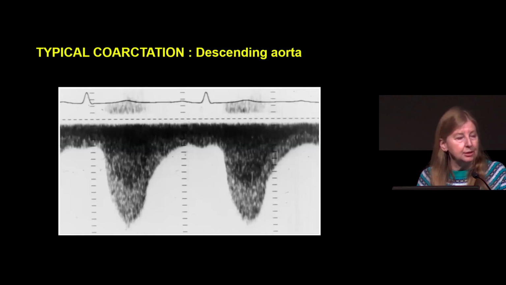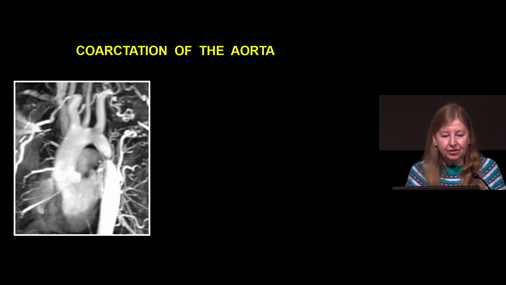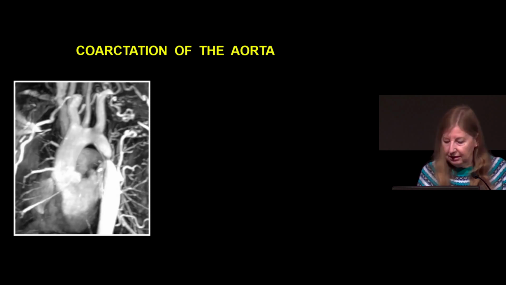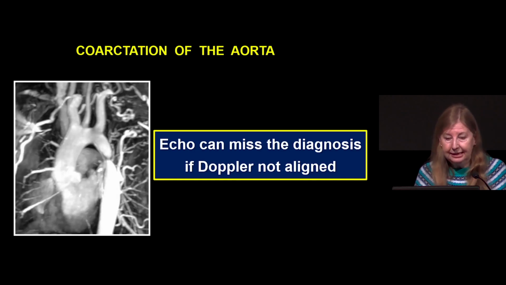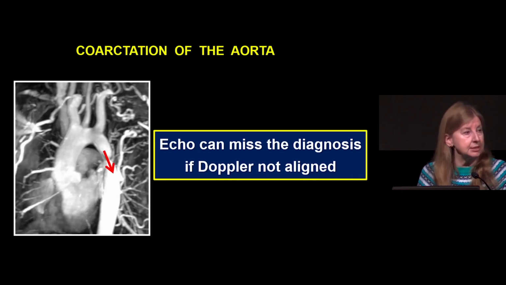It's great when it looks like this, at 4 meters a second for a severe coarctation. But the challenge is if you have a coarctation that's so severe there's barely a red cell squeaking through there. When you're doing your suprasternal Doppler and trying to get down that little narrowing, echo can miss that very easily if the Doppler's not absolutely aligned.